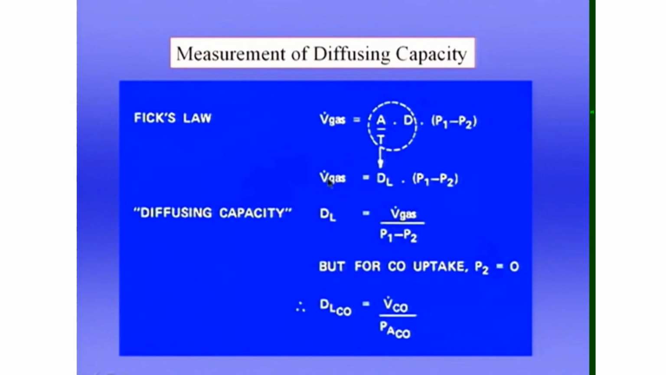And so the equation reads V dot gas per unit time is DL times P1 minus P2, and so we can rearrange that. The diffusing capacity, as it's called, that's the technical term, for carbon monoxide is the volume of carbon monoxide transferred divided by P1 minus P2, P1 being the alveolar partial pressure, P2 being the partial pressure in the blood. But we already saw that the partial pressure in the blood is vanishingly small. The avidity of hemoglobin for carbon monoxide is such that it can take up an enormous amount of the gas with almost no rise in partial pressure at all.